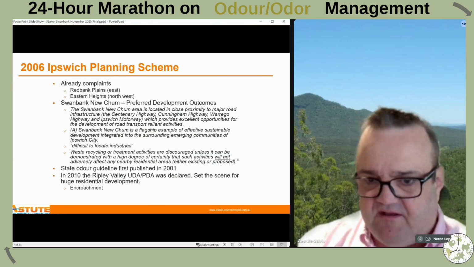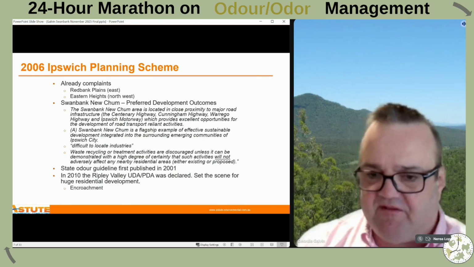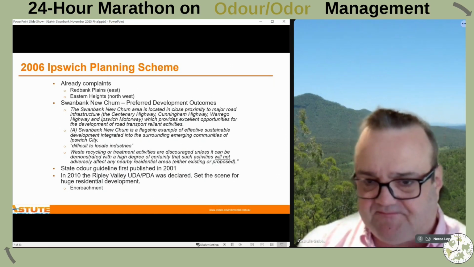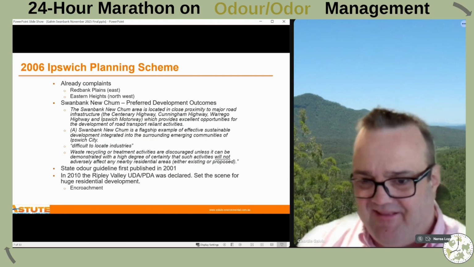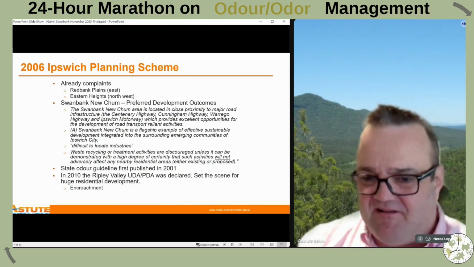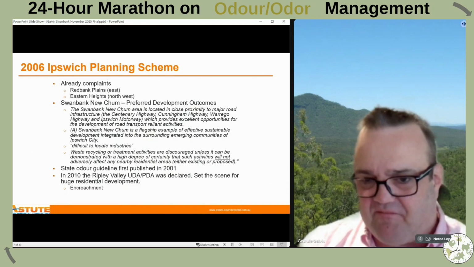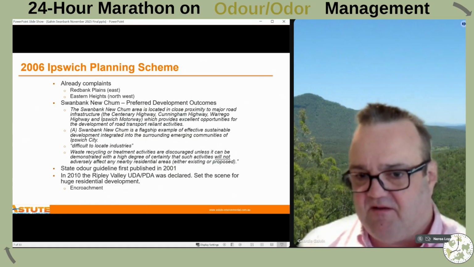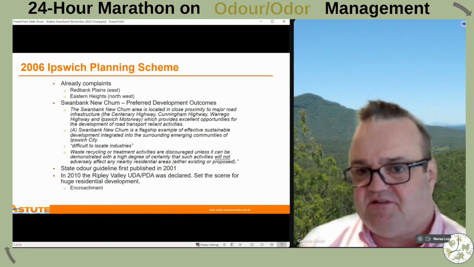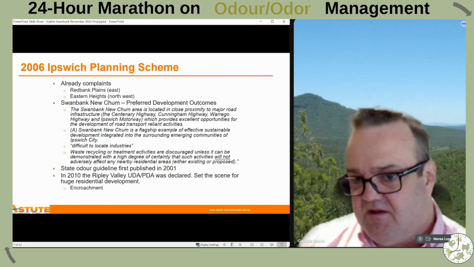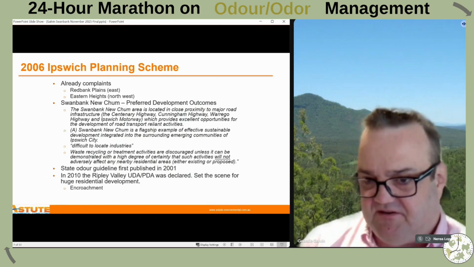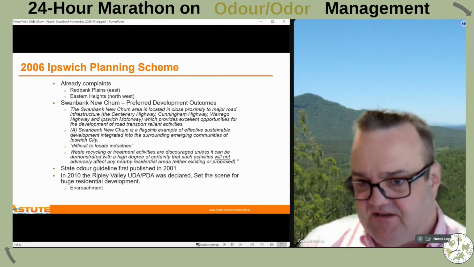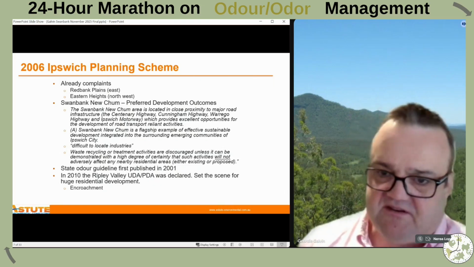Fast forward a few years, so in short, in 2010, 6 years later, the Ripley Valley urban development area was declared. So what that is, that basically says there's going to be significant residential development in the area. And that's the crux of the matter here, is that you have industrial uses in an industrial zone. Those uses need to have a high degree of certainty that they won't adversely affect any nearby residential areas. And then all of a sudden you have significant encroachment.